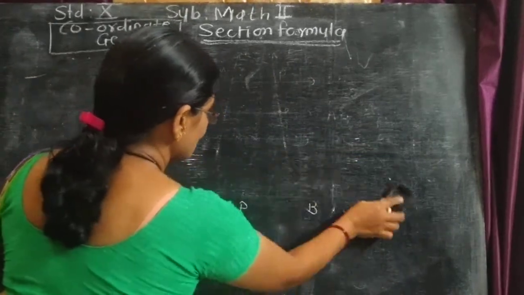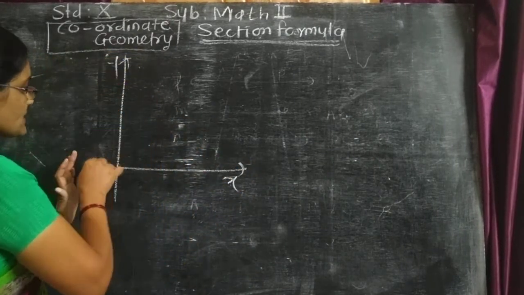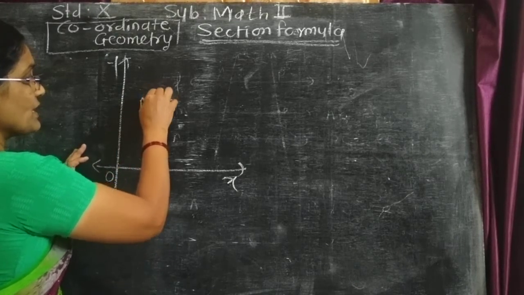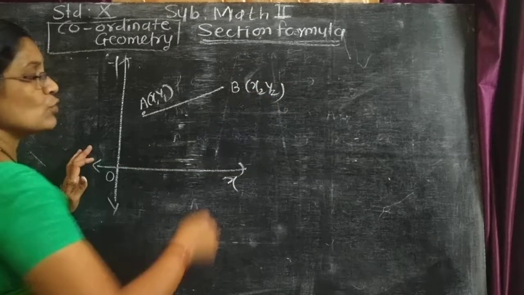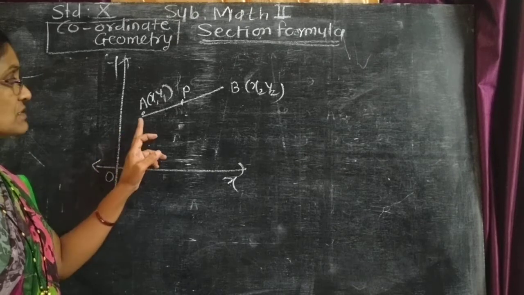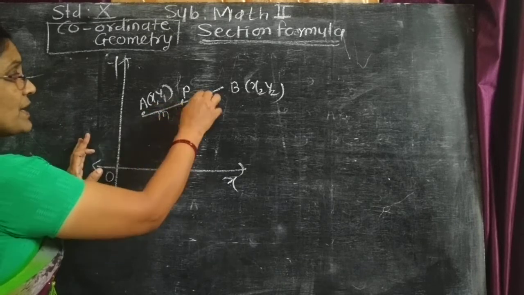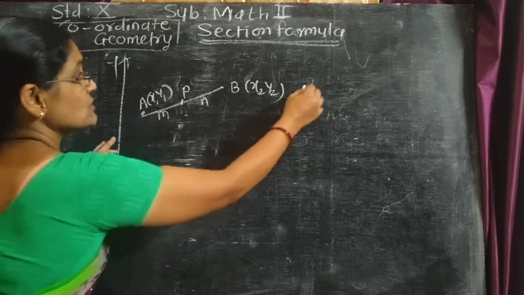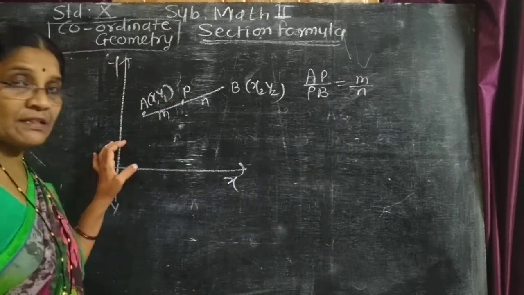For that, suppose these are the coordinate axes, x-axis and y-axis. This is the point A with coordinates x1, y1. This is the point B with coordinates x2, y2. And this point P is the point on segment AB which divides that segment in the ratio m:n. What is given? The ratio AP to PB is equal to m:n. This is the given ratio.